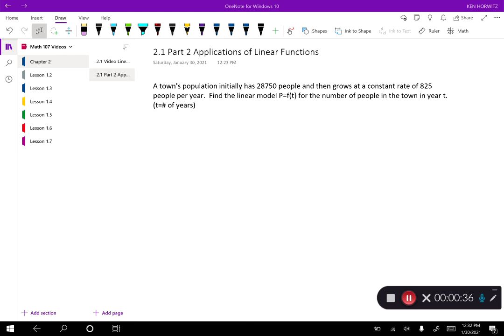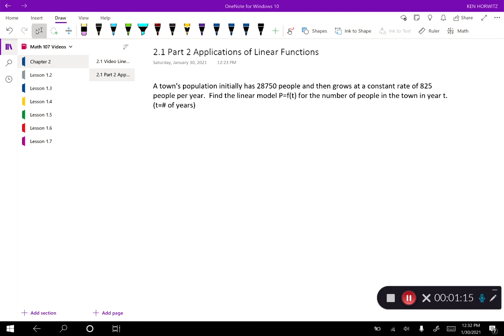All right, I will tell you that these problems come from Active Prelude to Calculus, which is our book B, and they're in section 1.4, linear functions. All right, so the first one, pretty straightforward. The town's population initially has 28,750 people, and then grows at a constant rate of 825 people per year. Find the linear model for the number of people in the town in year T. So the number of years basically grows the model.